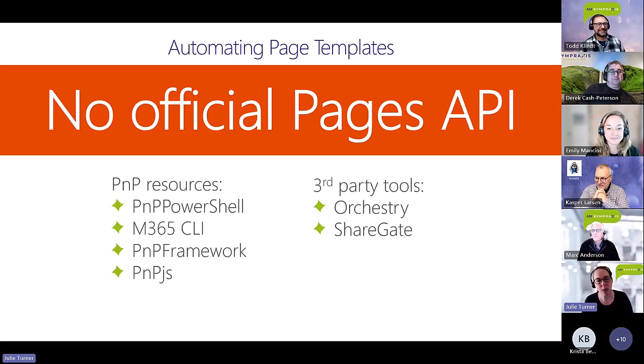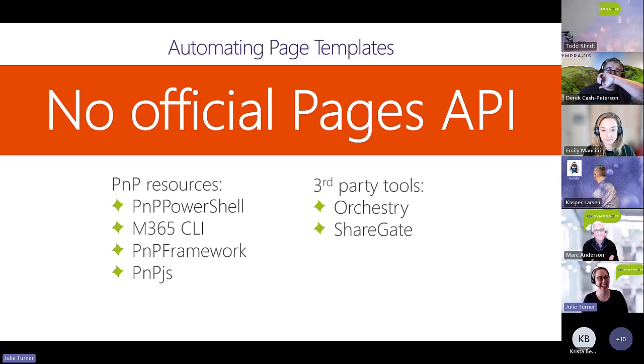So yes, there is a way to automate page templates, but it is nothing official. So we have all the PnP resources that have the reverse engineered APIs for doing this. So PnP PowerShell, the Microsoft 365 CLI, which is better than PowerShell, Todd. The PnP framework, which is our templating, our PnP provisioning framework. I said it just to get a rise out of him. And then, of course, PnP.js, near and dear to my heart. We all have APIs for creating pages and putting web parts on them.